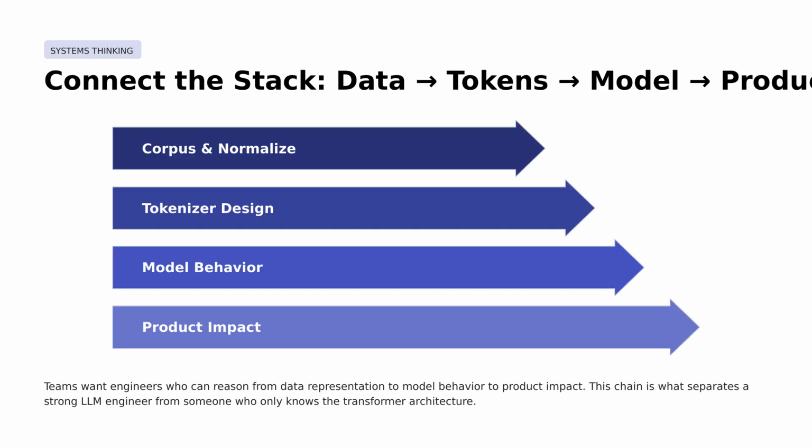What sets strong LLM engineers apart is systems thinking, being able to connect the whole stack. It starts with the data, how you collect, clean, and normalize it. That shapes tokenization, which influences model behavior and ultimately shows up in the product experience. Teams value engineers who can reason across that entire chain, from representation to user impact, not just explain transformer internals.